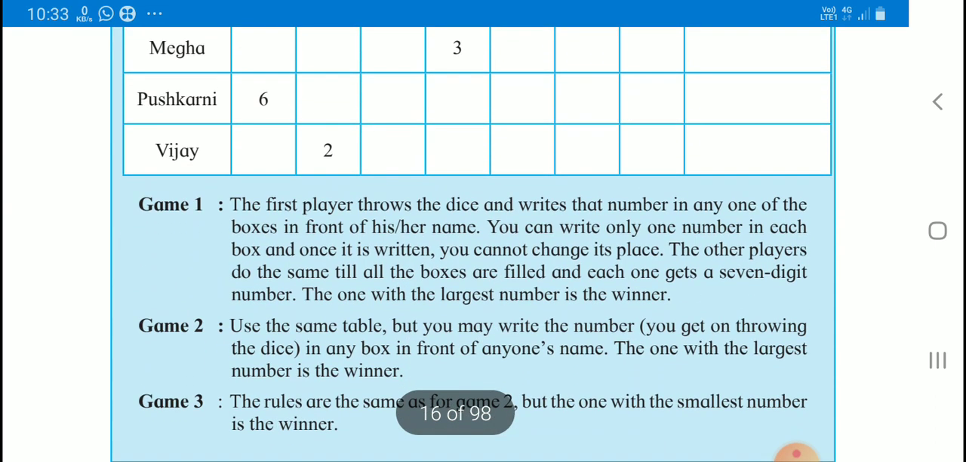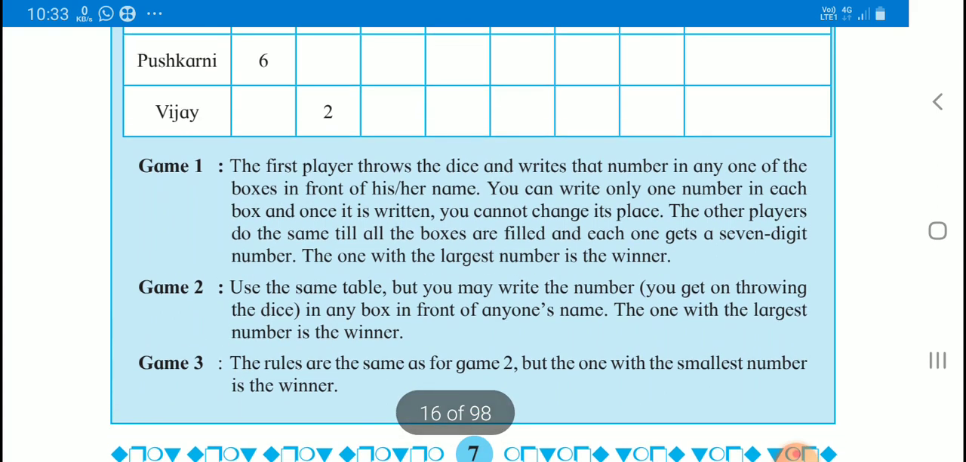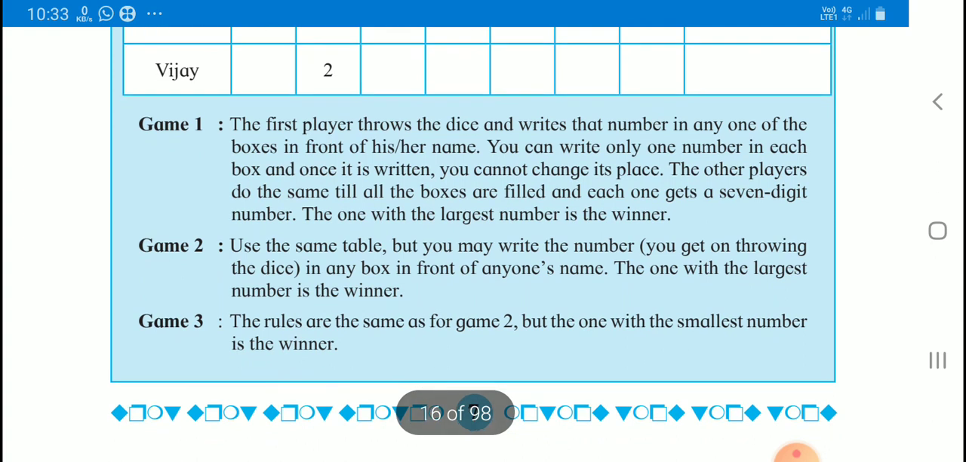The first player throws the dice and writes that number in any one of the boxes in front of his or her name. You can write only one number in each box, and once it is written, you cannot change its place. The other players do the same till all the boxes are filled and each one gets a 7-digit number. The one with the largest number is the winner.